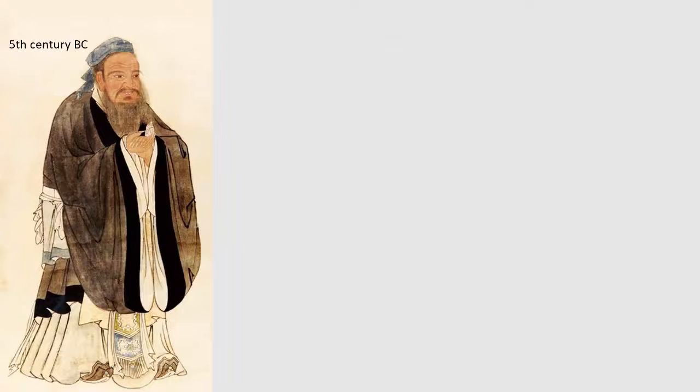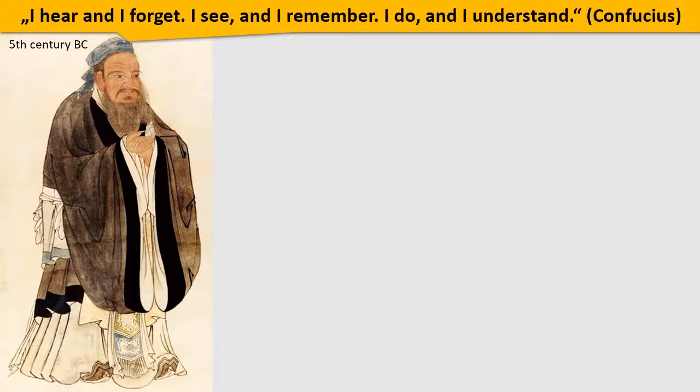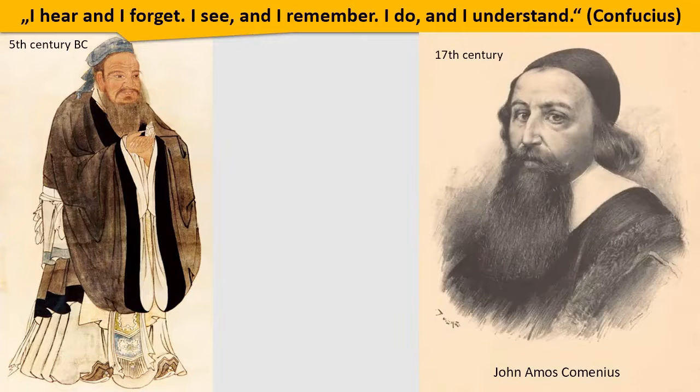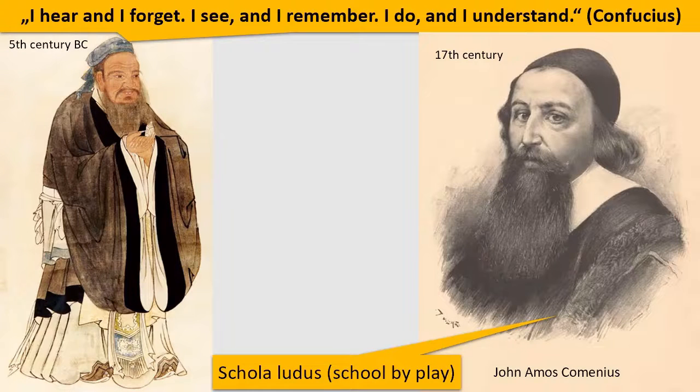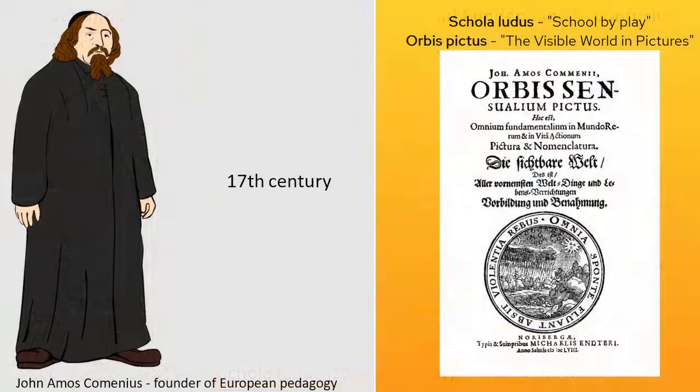In the 5th century BC, the wise Confucius noted, "I hear, I forget, I see, I remember, I do, and I understand." After more than 2,000 years, in the 17th century, the founder of European pedagogy, John Amos Comenius, supported the principles of active teaching in his books. In his books, as well as in his teaching practice, Comenius strove for active, playful teaching.